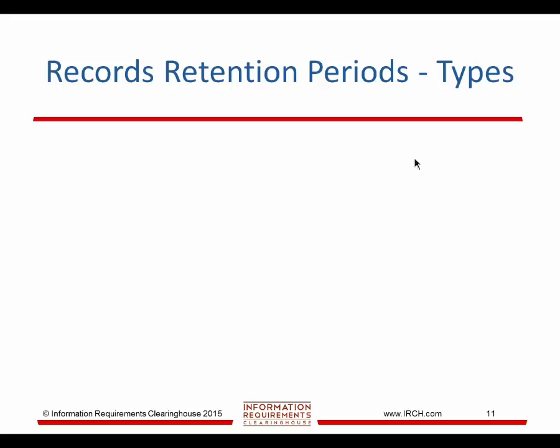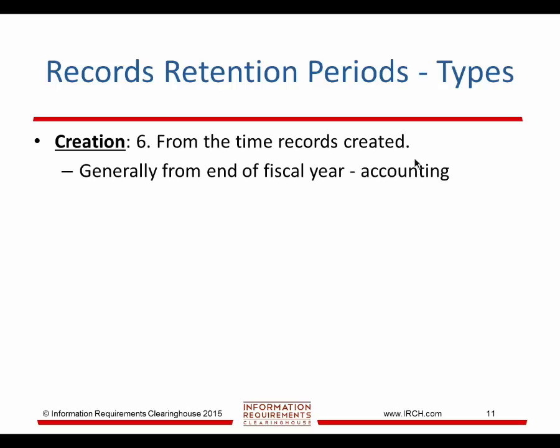Now, as we look at the retention periods, there are a variety of different types. We define one of the simplest types as creation type retention periods. An example I've given on the slide is 6 years. It's from the time of creation. How long do you keep the record? 6 years. However, when does that 6-year period start? Technically, it starts from the actual time the record was created. So if the record was created on March 1st, you keep it 6 years.